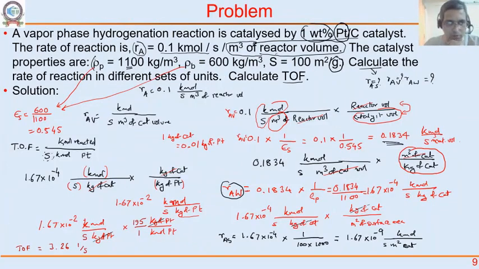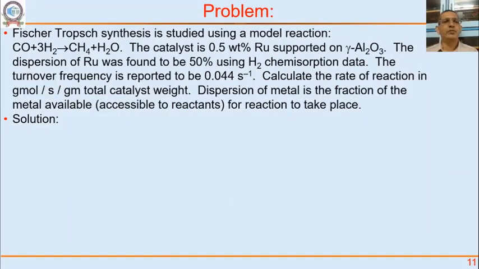So just pause, do all these calculations yourself, and make sure that you have completely understood. There is one more problem coming up. In that problem, I will give you the turnover frequency and the catalyst property, and I will ask you to do all the other things. All right, so take a pause and make sure that you have understood all these concepts properly. Here is a small problem.